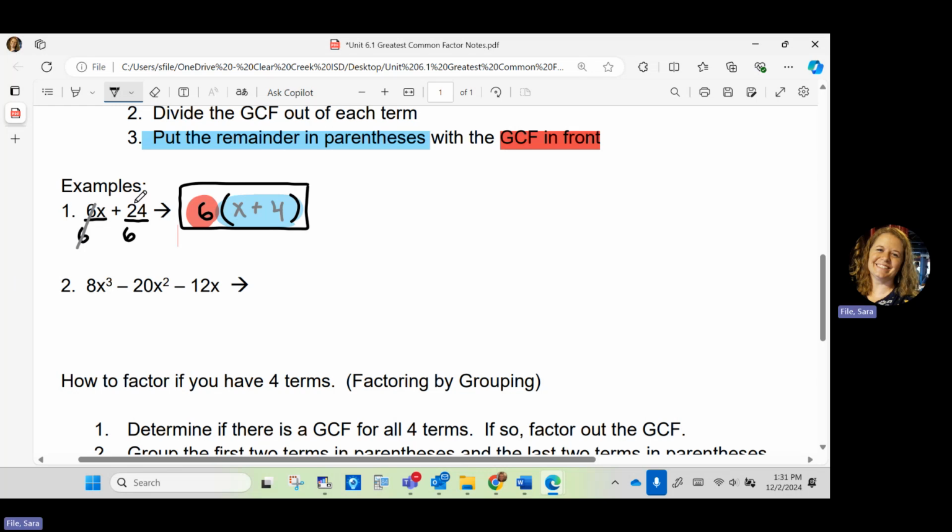All right, now in number 2, we've got 3 terms: 8x cubed, 20x squared, 12x. So let's look at the numbers: 8, 20, and 12. What can be divided out of 8, 20, and 12?